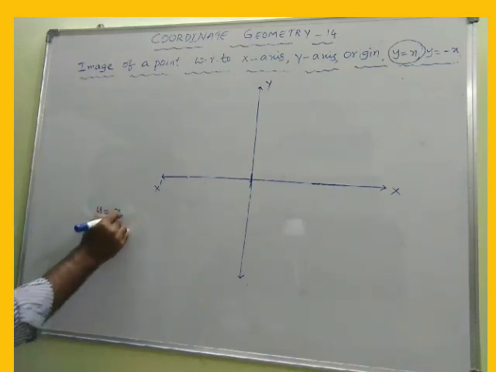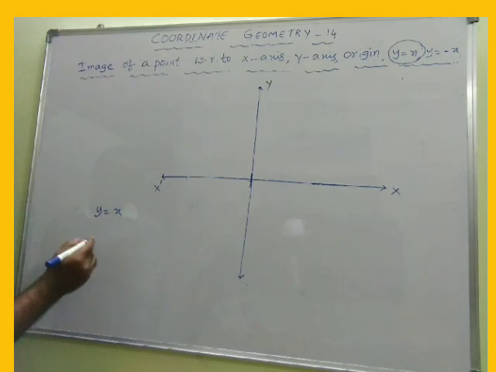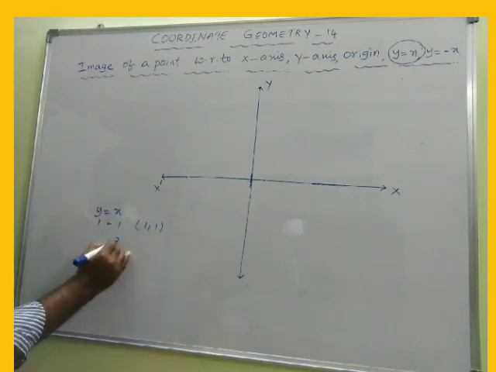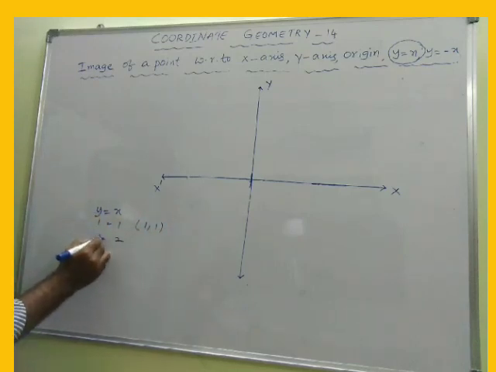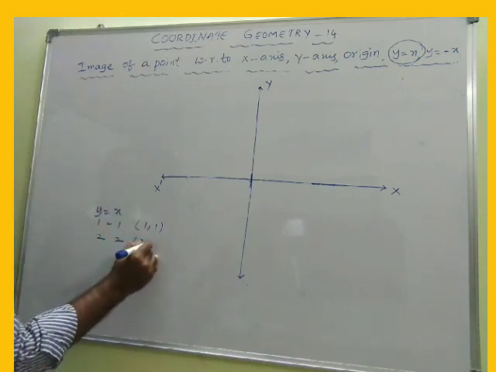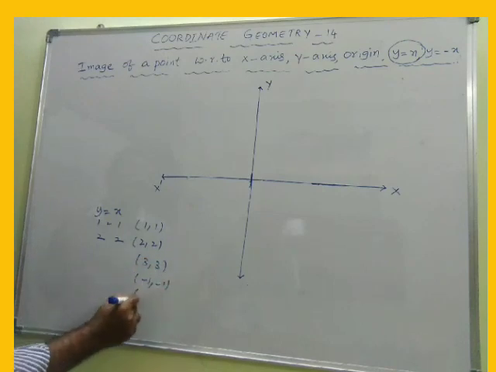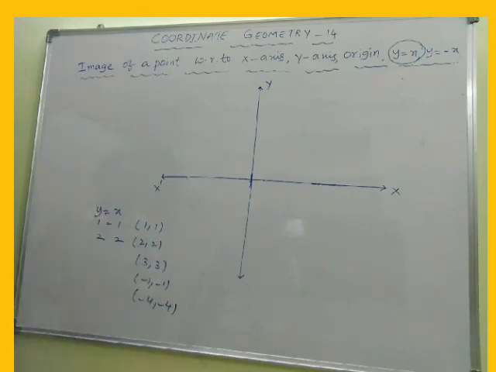So it is very simple. y is equal to x. I mean, if x is 1, then y is 1, isn't it? I mean the point is (1, 1). If x is 2, then y is also 2, because y is nothing but x only. Hence the plotting point is (2, 2). Similarly (3, 3), (-1, -1), (-4, -4). Both x and y coordinates are the same.